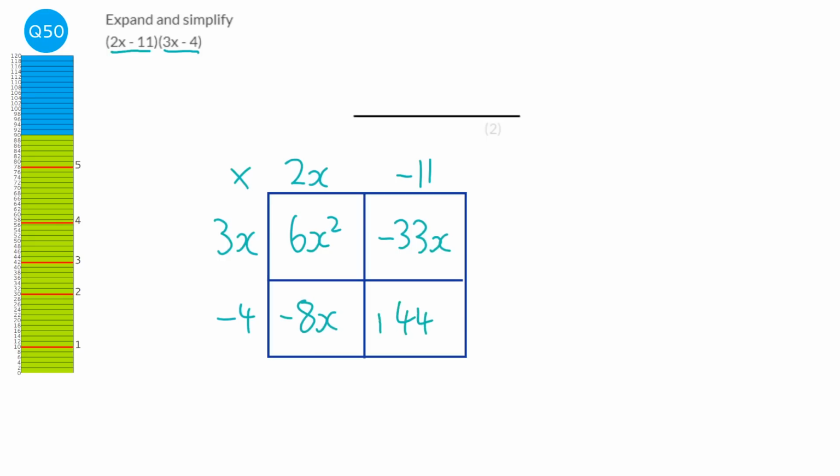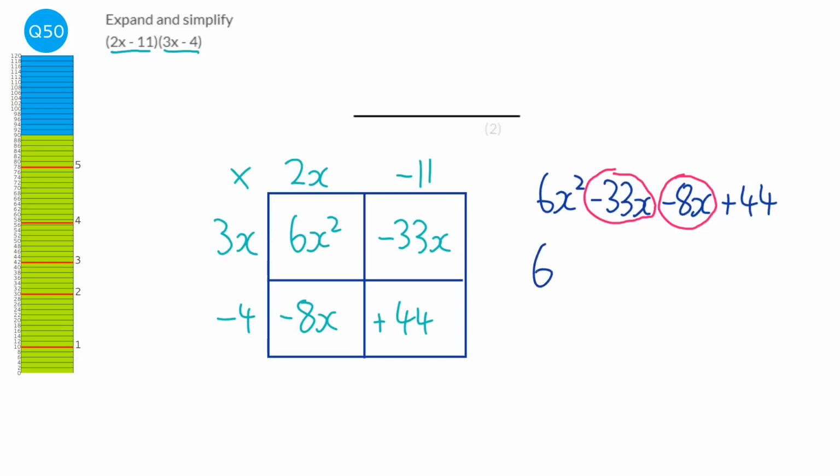Minus 4 times 2x would be minus 8x, and 2 minuses make a positive, and that would be positive 44, and we can put plus there, because when we put them all together, we get 6x squared minus 33x minus 8x plus 44. Now you can see that these two here, the minus 33x and the minus 8x, are like terms, so we're just going to add them together, and we get 6x squared minus 41x plus 44, and so our answer is 6x squared minus 41x plus 44.